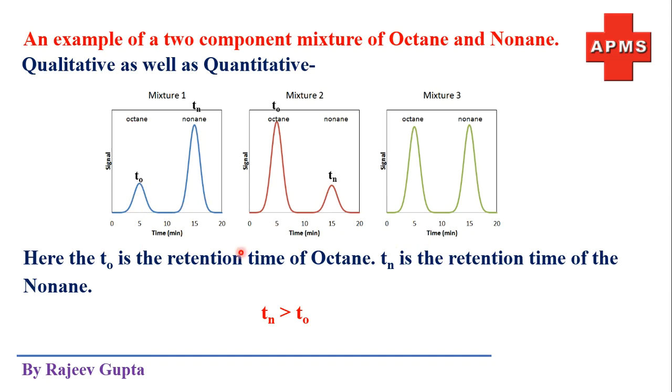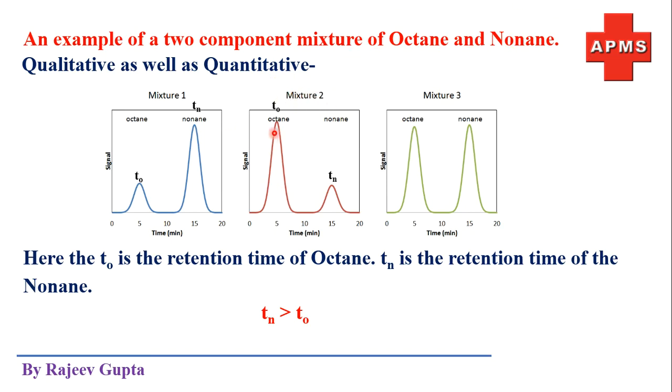So this is qualitative, where we get the retention time peak for the same component at the same time. See, 5 minutes, 5 minutes, 5 minutes, and for nonane it is 15 minutes, 15 minutes, 15 minutes. Okay, but we can see that in all the three mixtures, both the components are the same, octane and nonane, but their concentrations are different.